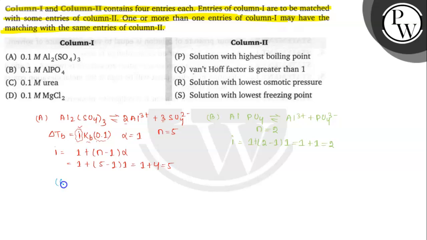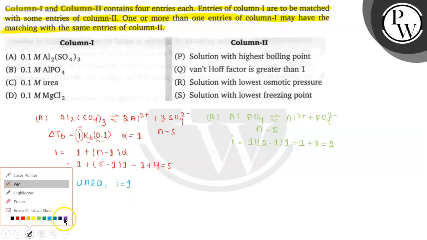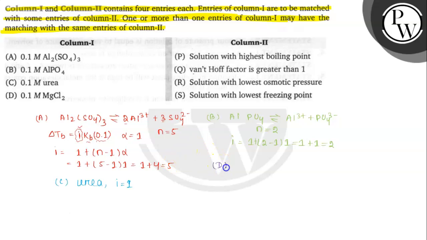Now C, that is urea. For urea, the i value is 1 because it is a non-electrolyte. For a non-electrolyte, the value of i, or Van't Hoff factor, is 1. Now D. D is MgCl2. It dissociates into Mg2+ plus 2Cl-, and here the number of dissociated particles is 3, 2 plus 1. The value of Van't Hoff factor is 1 plus (3 minus 1) into alpha, in place of alpha, 1. It will be equal to 1 plus 2, which is equal to 3. So for MgCl2, the i value is 3.